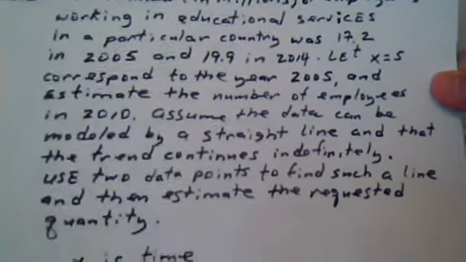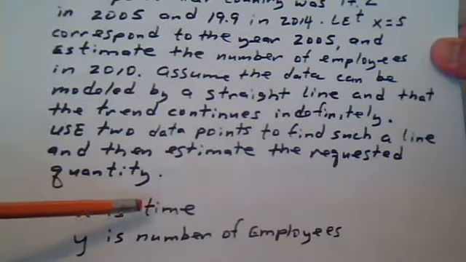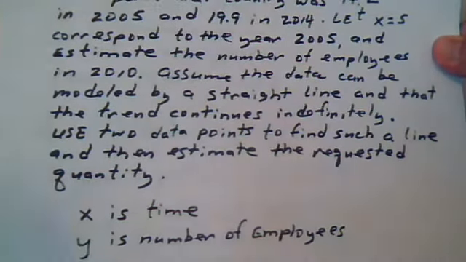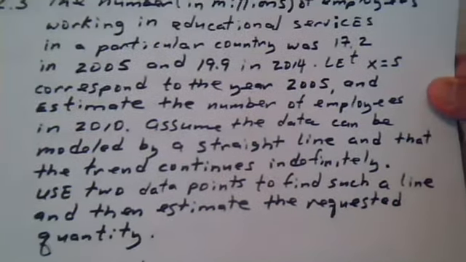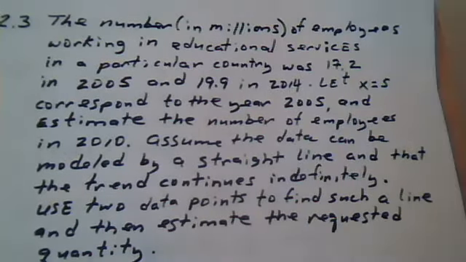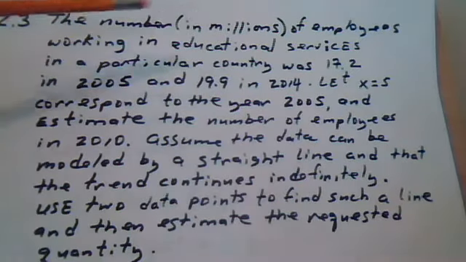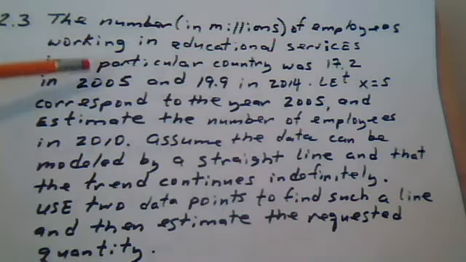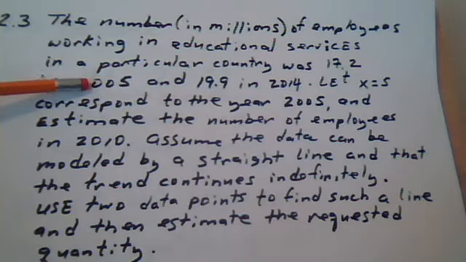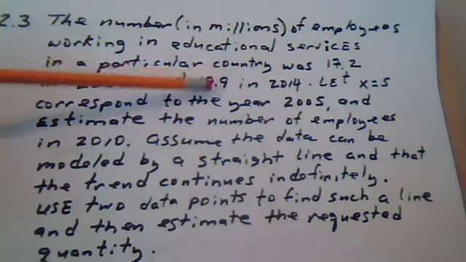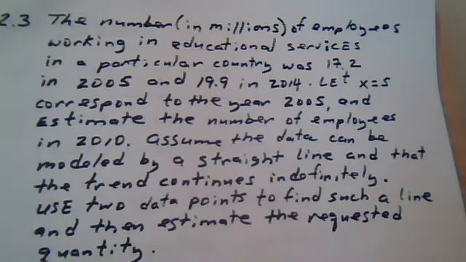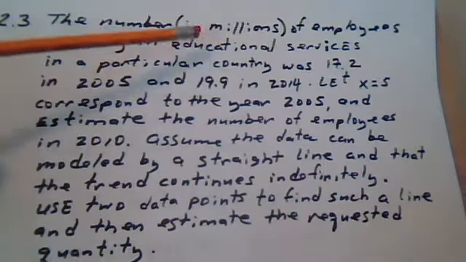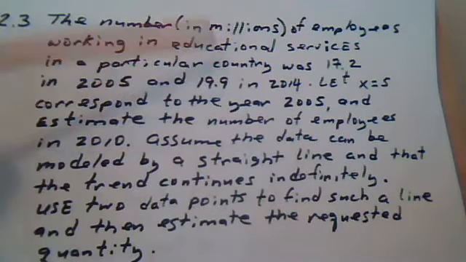So we're going to go ahead and let x equal time and y represent the number of employees. If you go back to the information, that's the way they're matched. Notice 17.2 million employees in 2005. So they're going to let the x equal 5 for 2005. 19.9 million employees in 2014. So x is going to be 14, and it's going to be paired up with a y of 19.9.